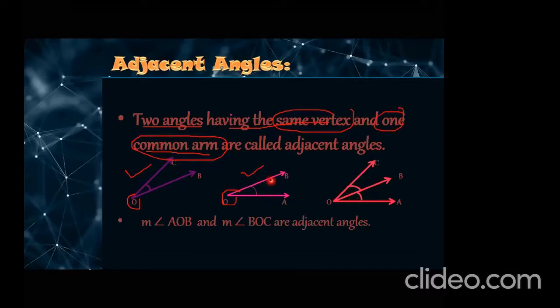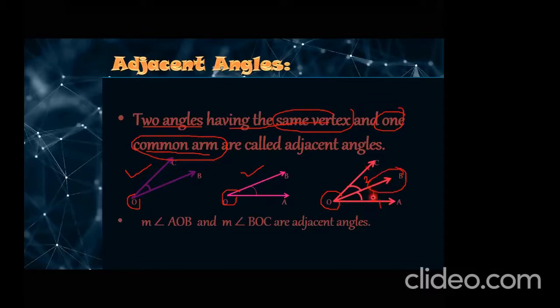Now, when you merge these two angles, suppose this is your angle 1, which is BOA, and another angle is this one, BOC. As you can see, this is angle 1 and this is angle 2. Both of them have a common vertex, this one, O. Now the common arm is this one, and these are the non-common arms.